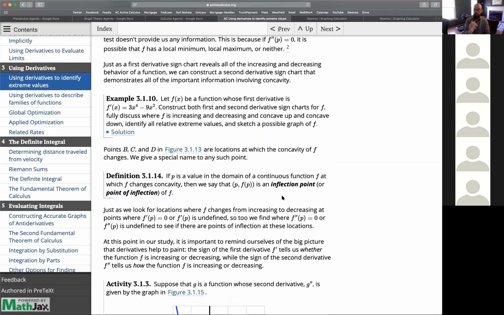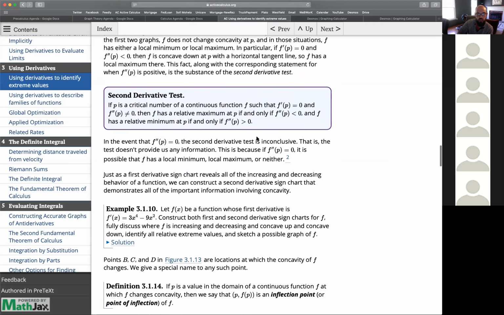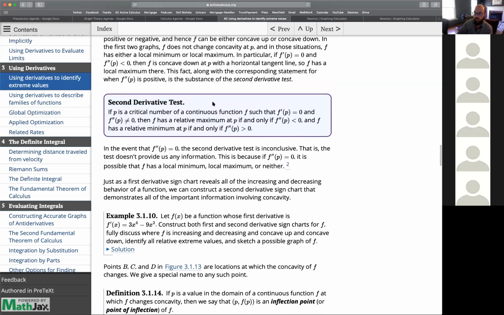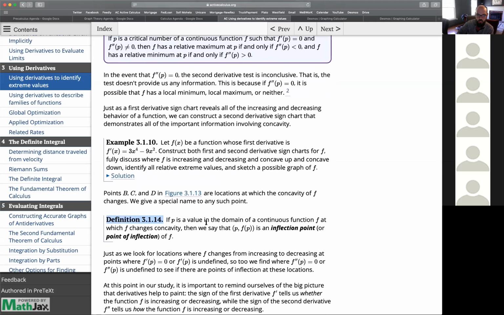Two ideas are coming out of this next section. The second derivative test: we can test for local maxes and mins, provided that we look at the second derivative and match it up with concave up, concave down. And those points where we change concavity, we're going to call inflection points. All right, with these two ideas in mind, let's go back and revisit our warm-up from the beginning of class today.